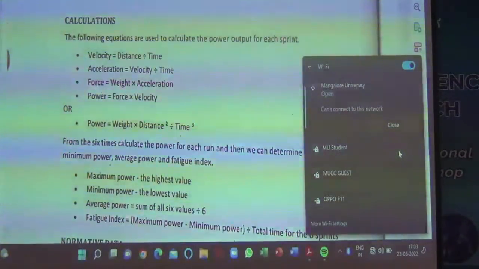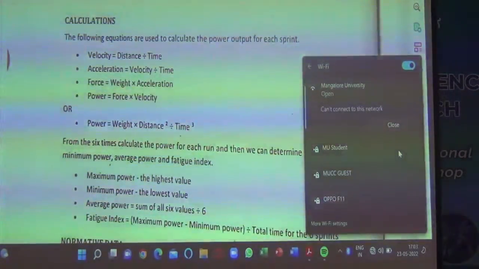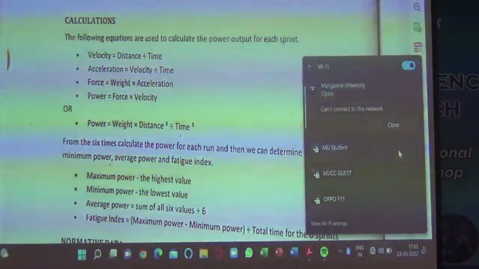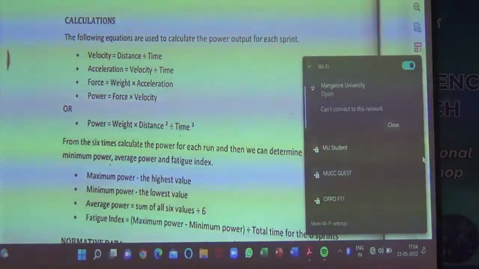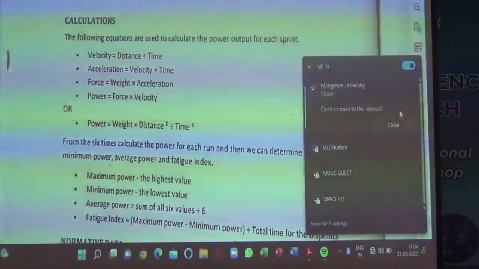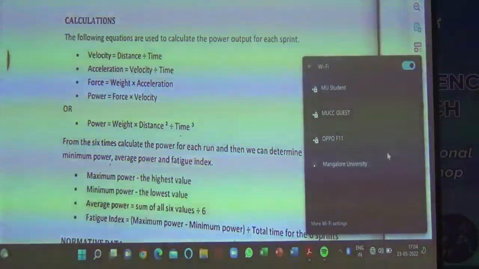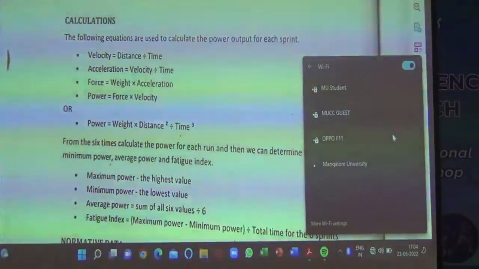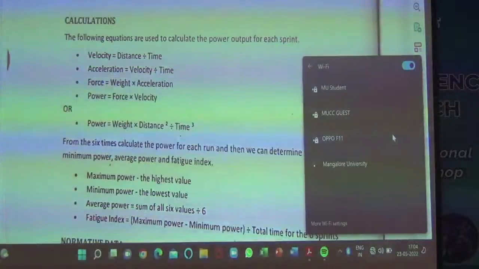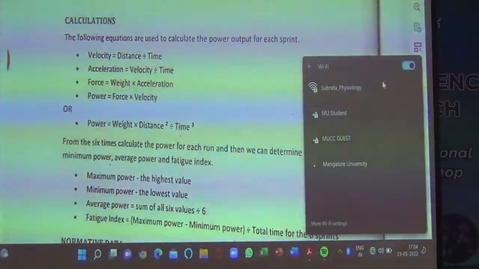Okay, you just tell me the value of maximum power is 4. What is the unit? W. Okay, so that is the maximum power. What about the minimum power? Okay, what about the fatigue index? Fatigue index formula is maximum power minus minimum power divided by total time of 6 sprints. This is very simple mathematics. There is no rocket science.